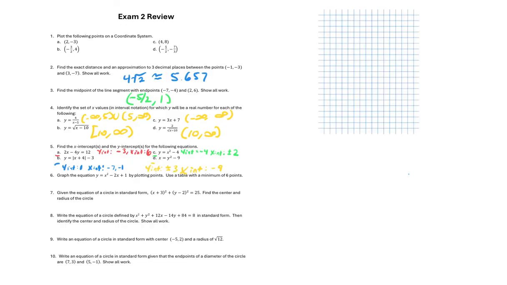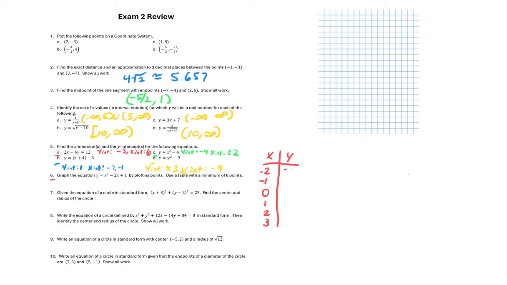All right, graph the equation y equals x squared minus 2x plus 1 by plotting points. Use the table with a minimum of 6 points. So we do our x and our y. We'll start at, I don't know, negative 2, negative 1, 0, 1, 2, 3. There's 6 points. And we'll start plugging them into our calculator.